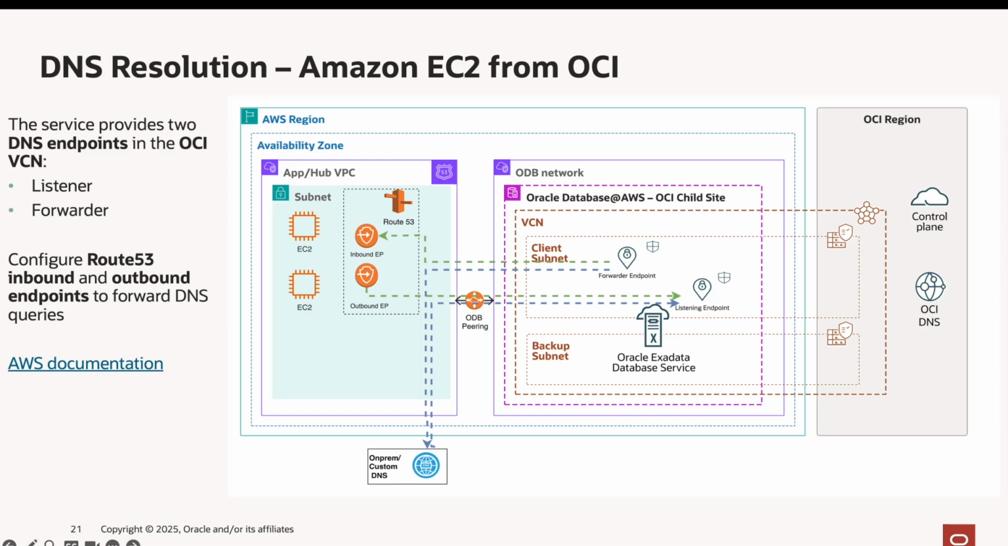You can enable DNS resolution from AWS to OCI or from OCI to AWS. In this video, we will see how to configure DNS resolution from OCI to AWS. To resolve AWS domain names from OCI, you need to configure a Route 53 inbound endpoint and create a resolver rule to forward domain names DNS queries from OCI to AWS.